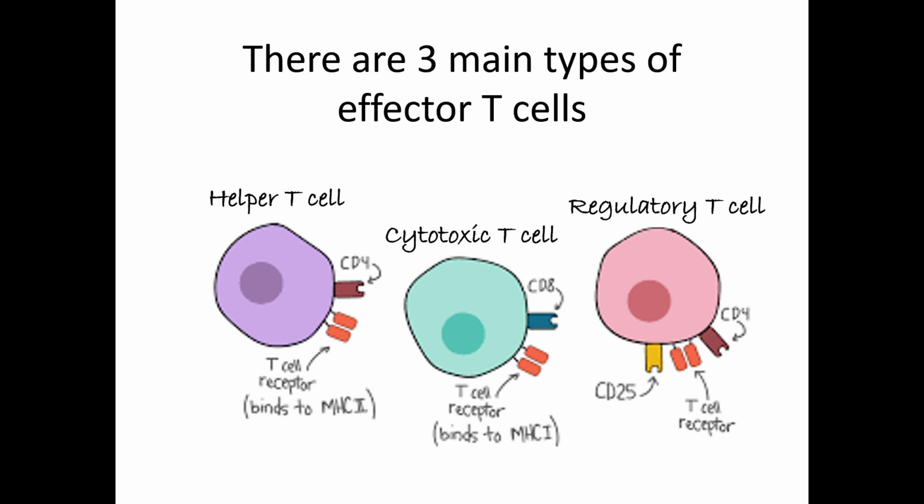So let's break down the effector cells, talking about the T cells first. So you have these three main types of effector T cells. Helper T cell, a cytotoxic T cell, and a regulatory T cell. Let's talk about what each of these does.